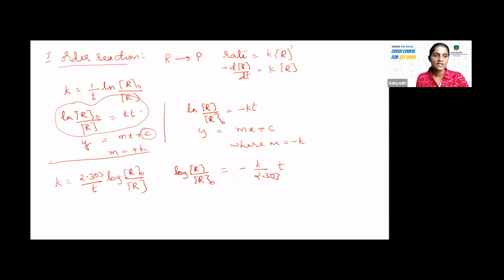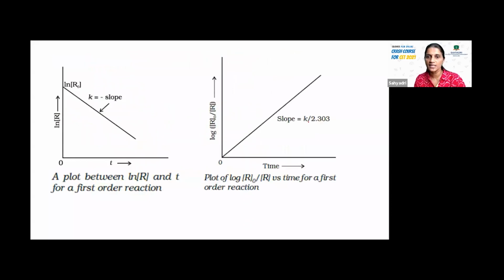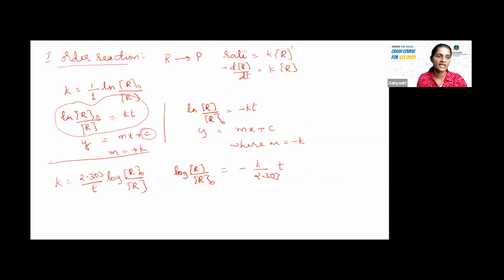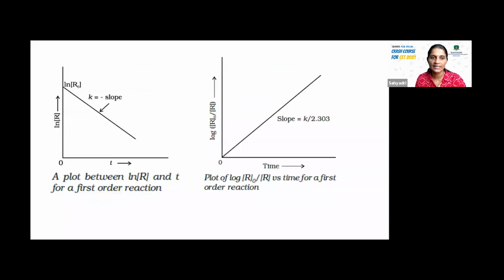because C is zero here, right? And the slope is equal to, because we are plotting log, it is k divided by 2.303. Otherwise, if it was ln, then the slope would have been K itself. Understood?